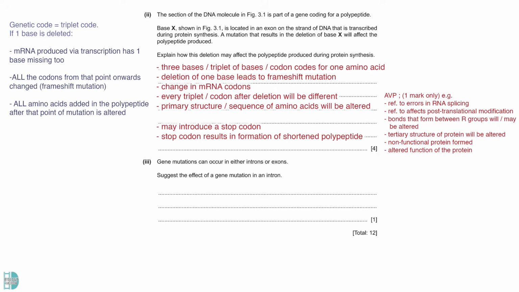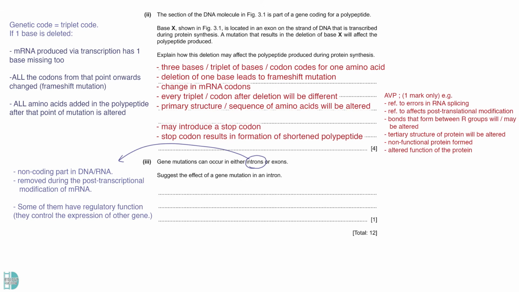In the last question, you are asked to suggest the effect of a gene mutation in an intron. To answer this question, you have to know the difference between introns and exons. Introns are the non-coding parts of our DNA or RNA. They are removed during post-transcriptional modification of mRNA. Some of them have regulatory function where they control the expression of other genes.